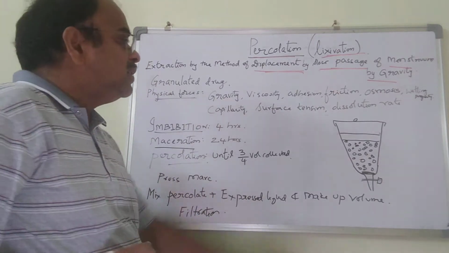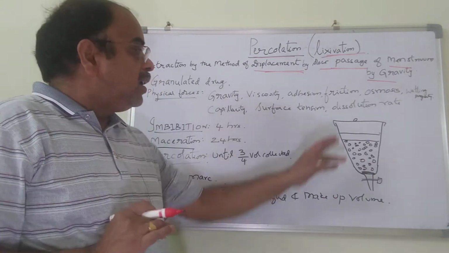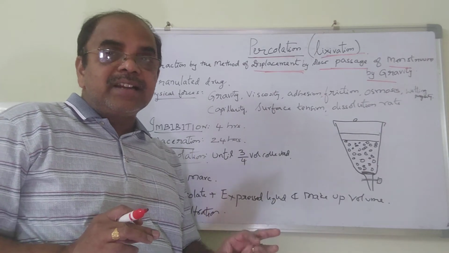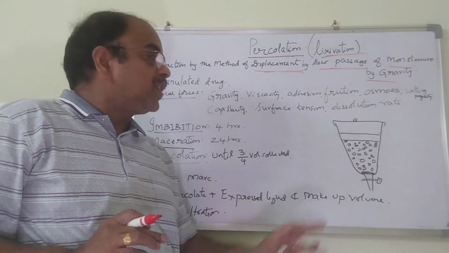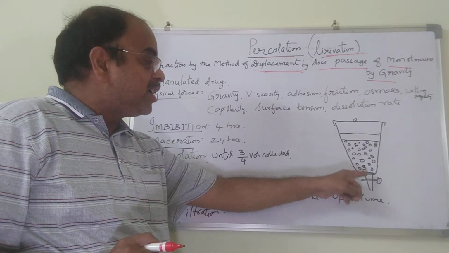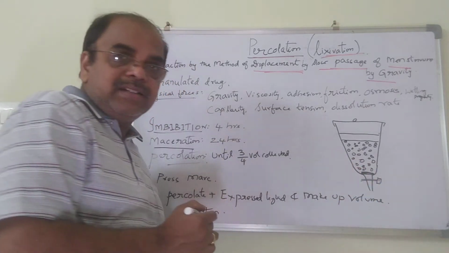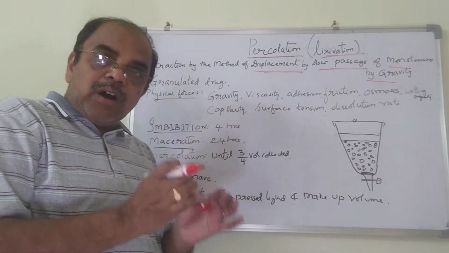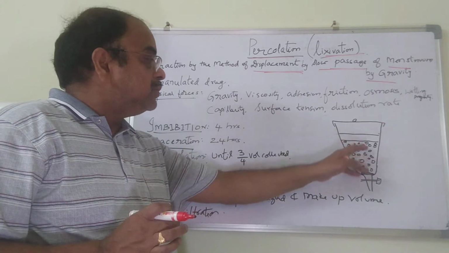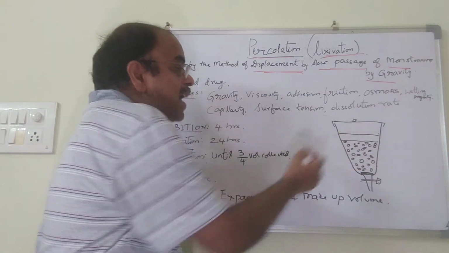Simply speaking, this is a rough diagram of a percolator. We have two types, cylindrical or conical shape. Generally, we prefer the conical shape. It has a port for removal. Here we keep a cotton plug. Take the powdered crude drug, or you can say granulated crude drug. You pack it here after imbibition and you pour the sand here.